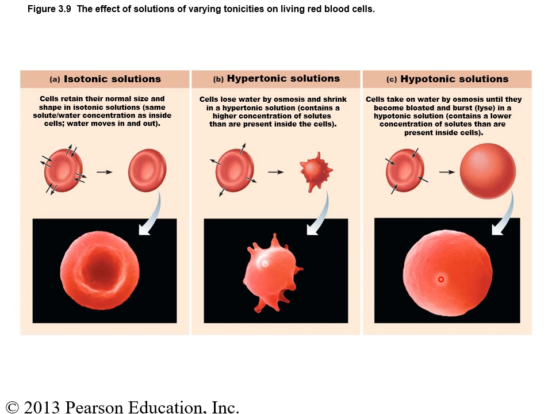I want you to know a couple of terms. In the clinical lab, if a cell loses water, it's called crenation, C-R-E-N-A-T-I-O-N. If a cell takes on water and bursts, the cells explode, this is called hemolysis, H-E-M-O-L-Y-S-I-S. So those are two terms that I want you to know that are associated with hypertonic solutions versus hypotonic solutions.